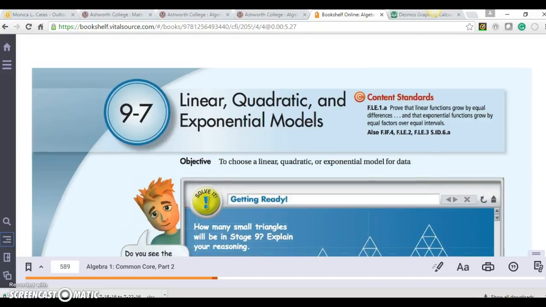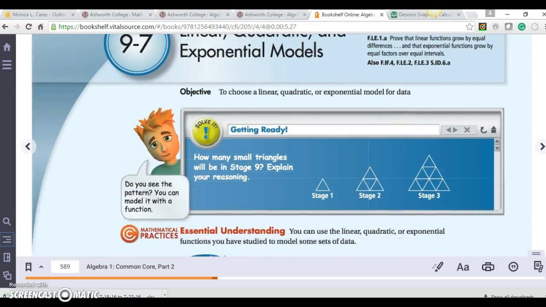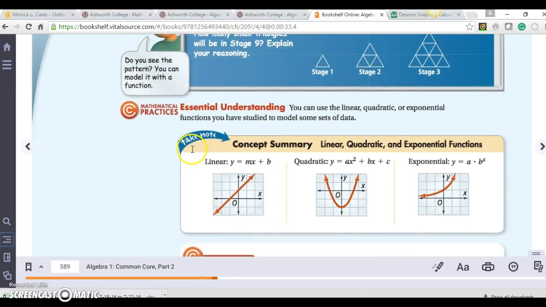Okay, we're looking at lesson 9-7, linear, quadratic, and exponential models. And so here in my first little box for take a note, the concept summary, here are the basic functions we have. So we have linear, and this is the form y equals mx plus b, and it's a straight line. Quadratic, and it's the form of y equals ax squared plus bx plus c, where a cannot equal 0, and it's the shape of a parabola. And then we have exponential, and it's y equals a times b to the x, where we have this kind of little curved shape here.